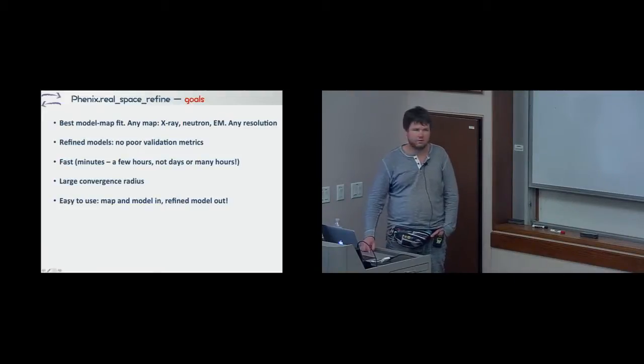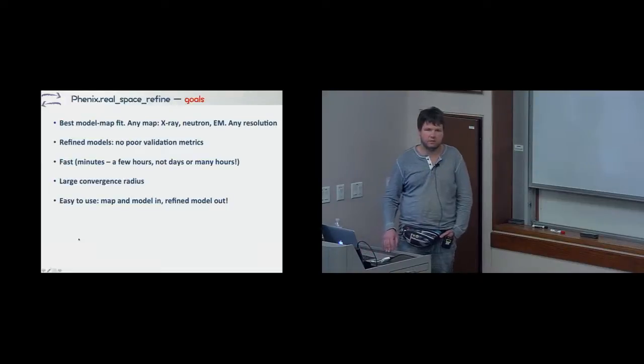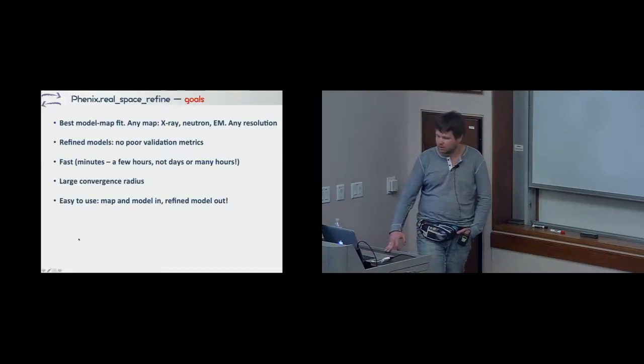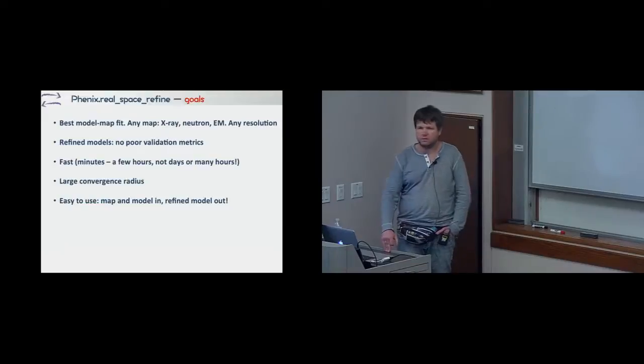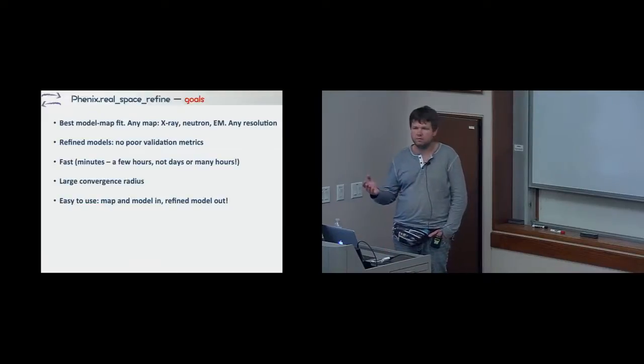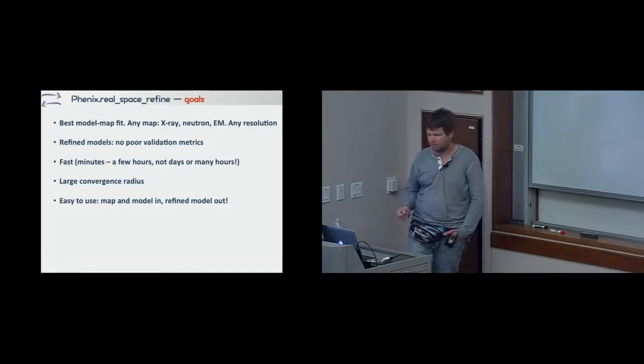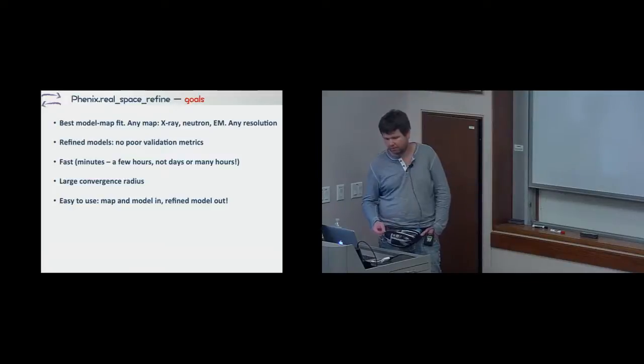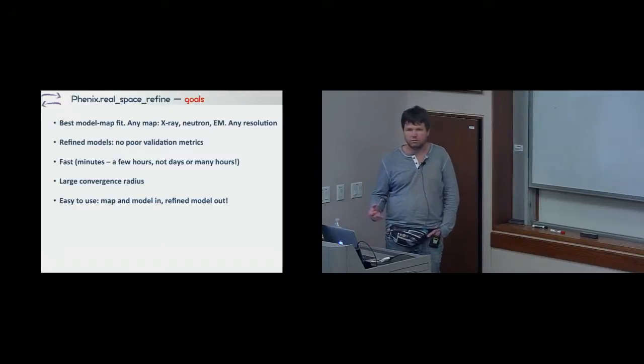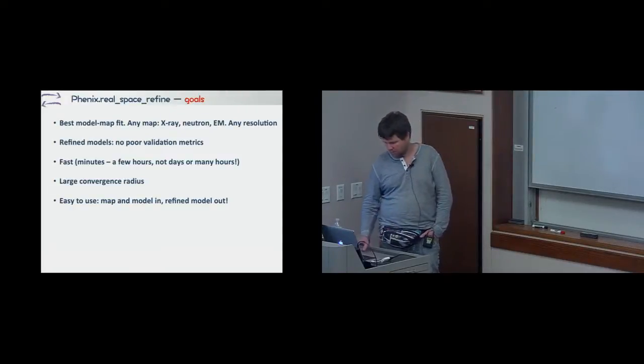And as usual in Phenix, we try to make tools that are easy to use. In this particular case, you can just run the tool by giving it a map in CCP4 format, or an MTZ file with Fourier map coefficients, and an input model, and it will do refinement for you.